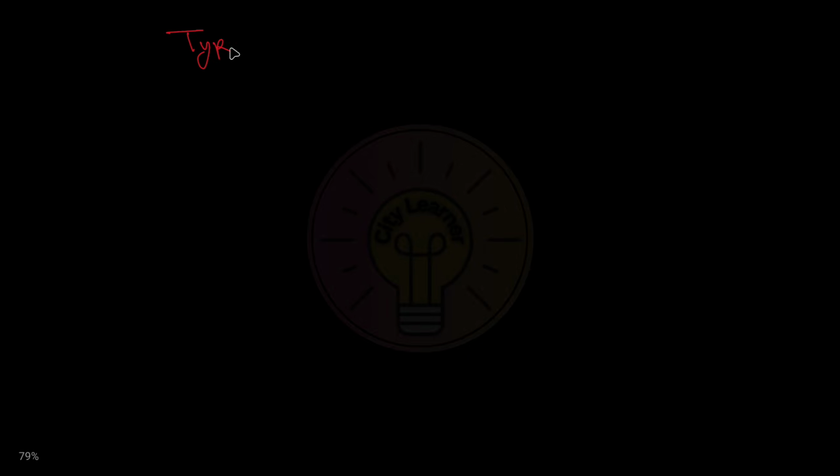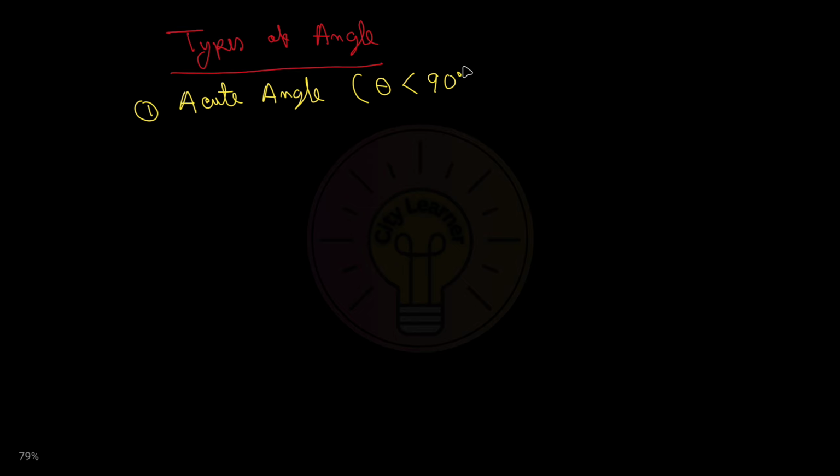So now coming to the types of angles. How many types of angles are there? The first one is the acute angle. Acute angle means when theta is less than 90 degrees. Then, a right angle. When theta is equal to 90 degrees, that is called a right angle.